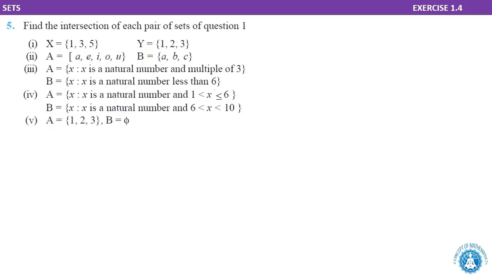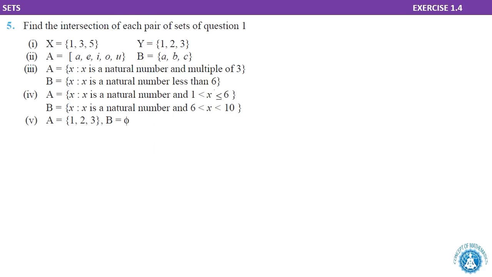I hope this is clear, guys. Let us move on. Next question. Find the intersection of each pair of sets of question 1. Question 1 had these sets, and we have to find the intersection.